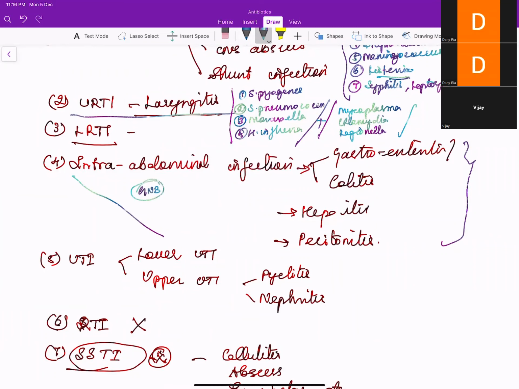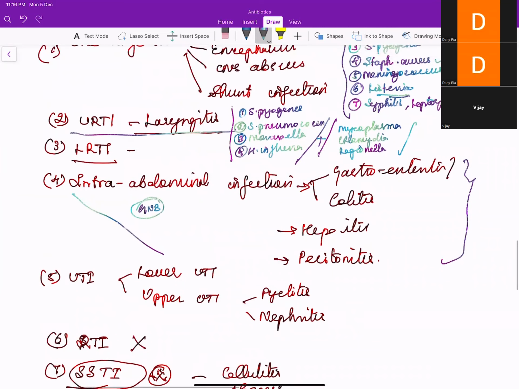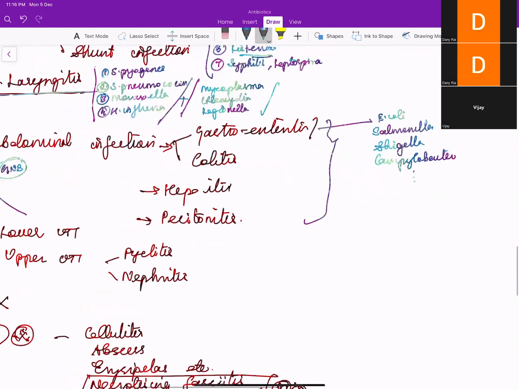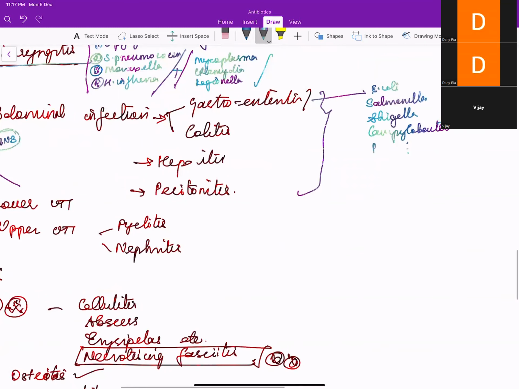Okay, and intra-abdominal infections, I told you to remember all the gram-negative bacilli. For example, whenever someone asks what are the organisms which cause diarrhea, gastroenteritis or colitis, E. coli can cause, Salmonella can cause, Shigella can cause, Yersinia enterocolitica can cause, then Campylobacter. The list is longer, we are just restricting it here.